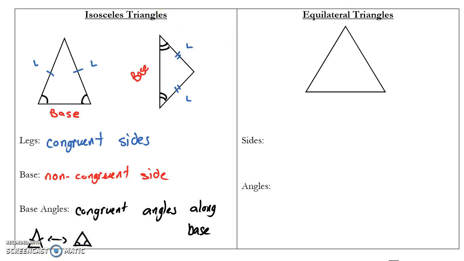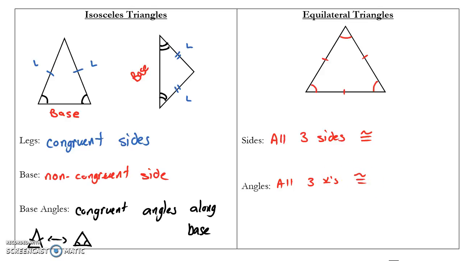Equilateral has similar ideas in the fact that I have congruent sides, but in this case, all three sides are congruent. And in addition to that, because all three sides are congruent, the angles opposite, meaning all three angles, are also congruent. So using shorthand, all three angles congruent.